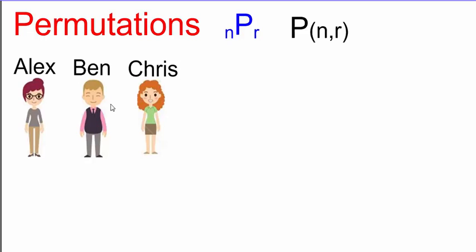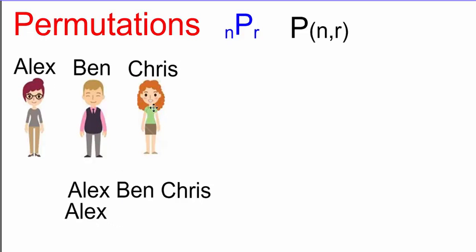And so if we look at Alex, Ben, and Chris here, and we assume they're running some sort of race, obviously if you're racing, the order in which you finish matters. And so when we look at the different possibilities here, we have Alex followed by Ben followed by Chris as one possible finishing combination. Alex could win, but then have Chris come in second and Ben come in third.